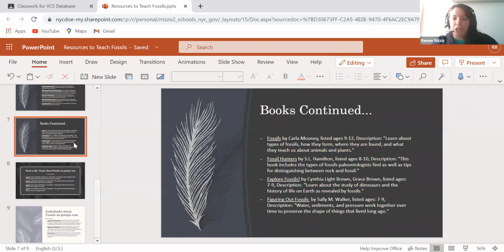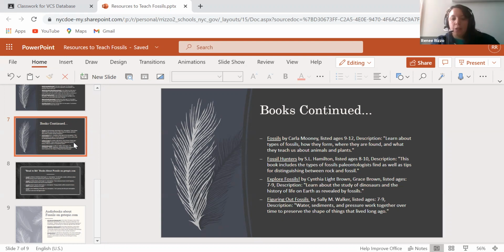Fossil Hunters by S.L. Hamilton, listed ages 8 through 10. Description: This book includes the types of fossils paleontologists find, as well as tips for distinguishing between rock and fossil. Explore Fossils by Cynthia Light Brown, Grace Brown, listed ages 7 through 9. Description: Learn about the study of dinosaurs and the history of life on Earth as revealed by fossils.